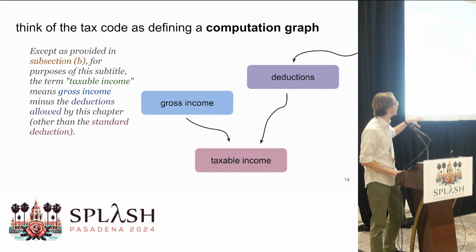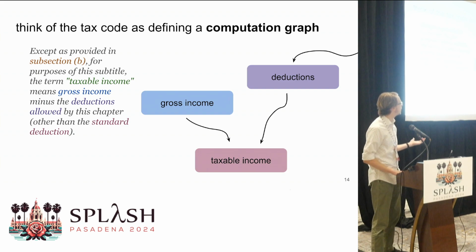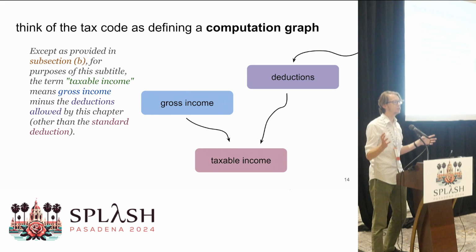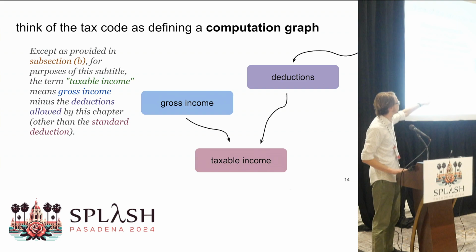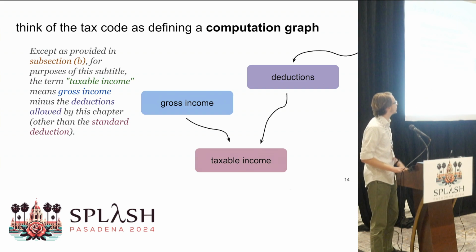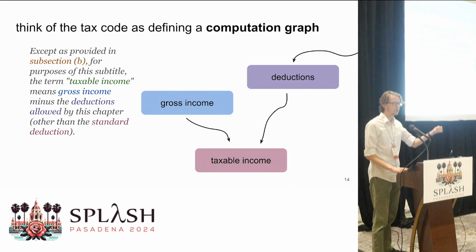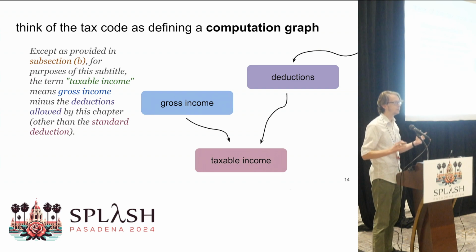So here we have the gross income, we have the deductions, we have the taxable income. And maybe some of these nodes could also be computed from other nodes in the graph. Like you can see there's an arrow that goes off screen. If you have the deductions in hand, you can use that. And if you don't, then you could compute it from something else.